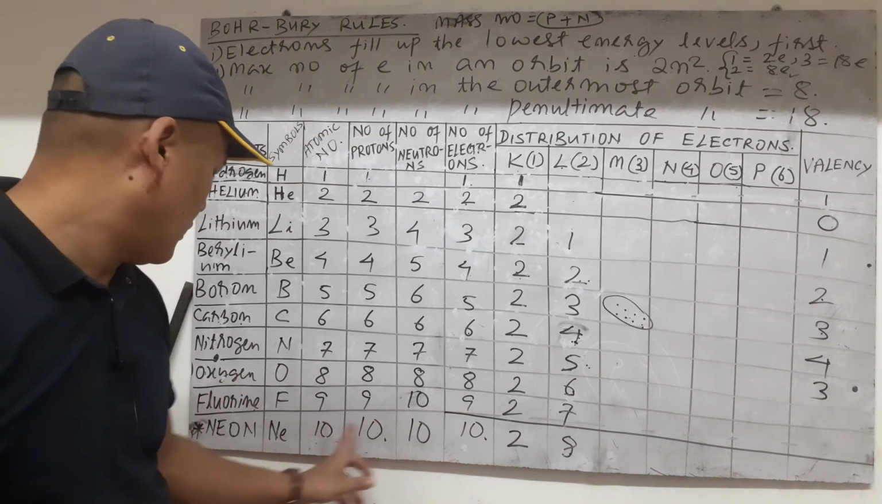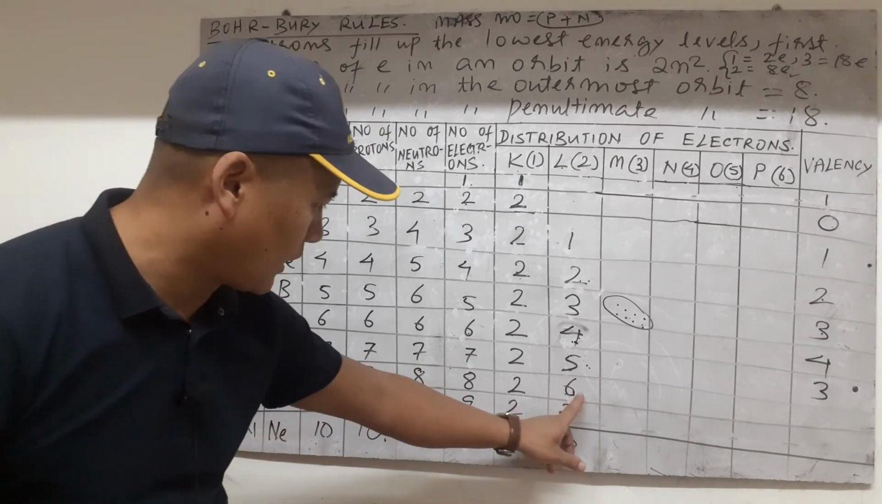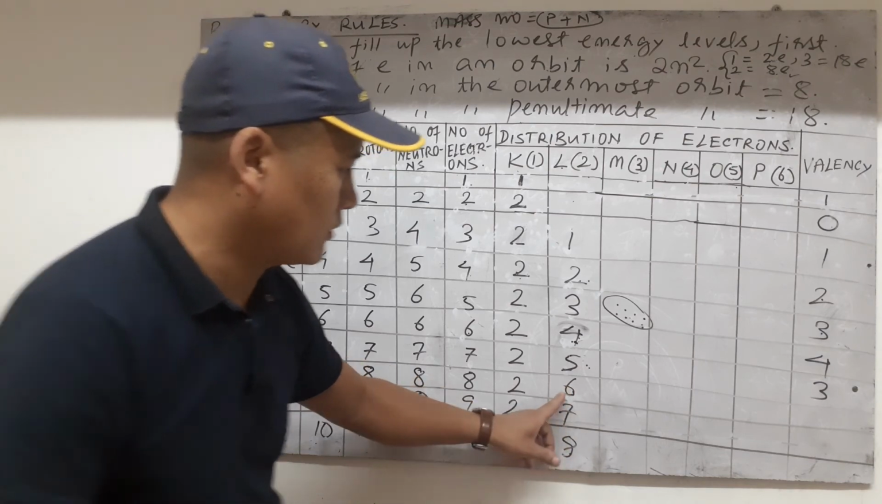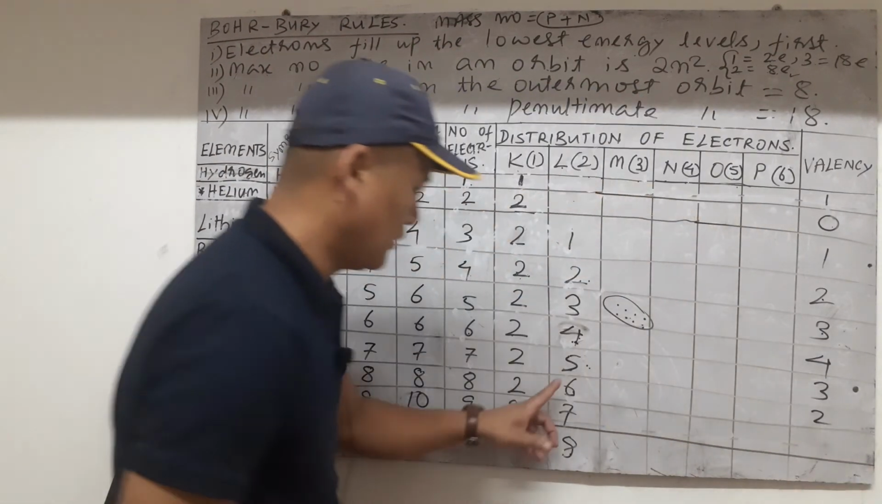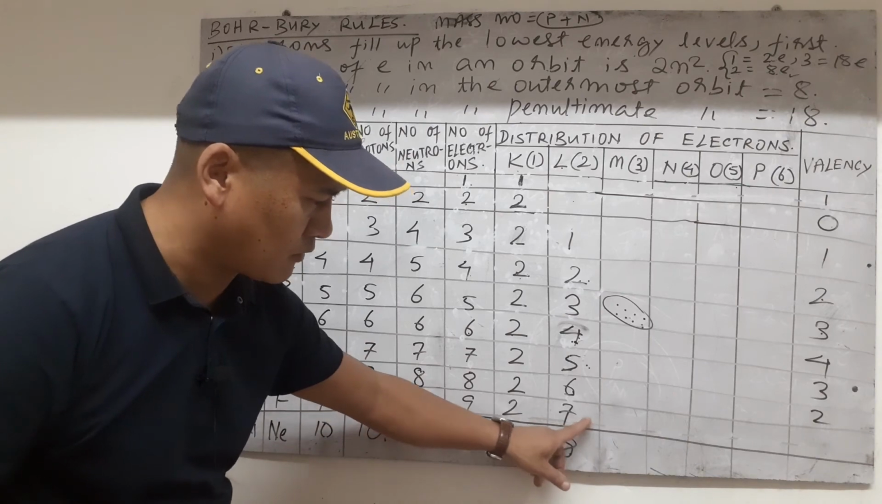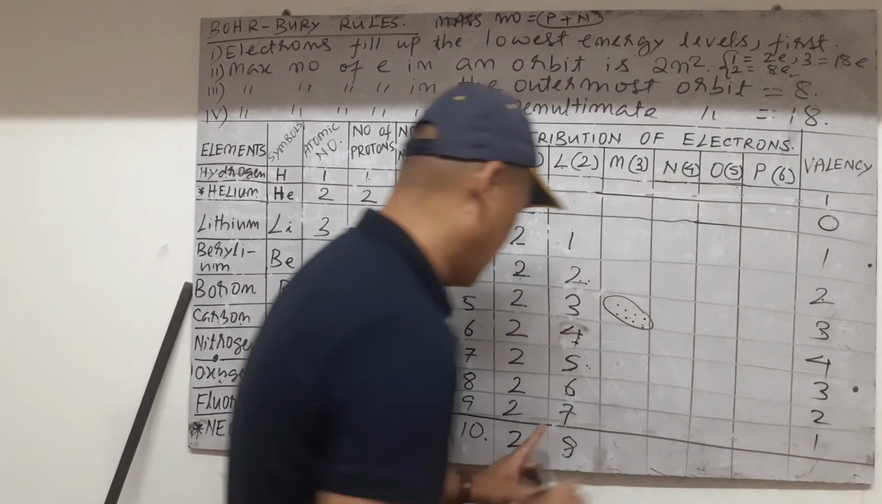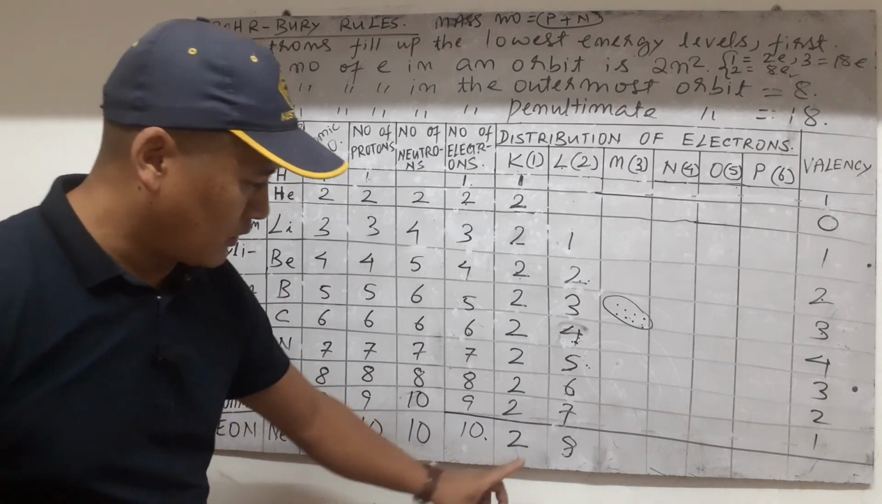Then here, to become like neon, oxygen has to take 2 or share 2 with others, then 6 plus 2 is 8. So its valency is 2, because 2 is deficient. Here, 2, 7, 1 is deficient. Only 1 more is needed to become 8. So valency is 1. And then neon, it's already a perfect arrangement.